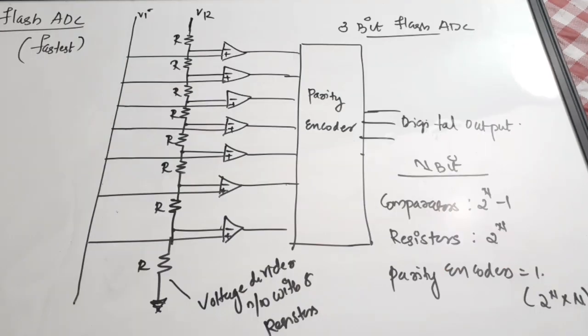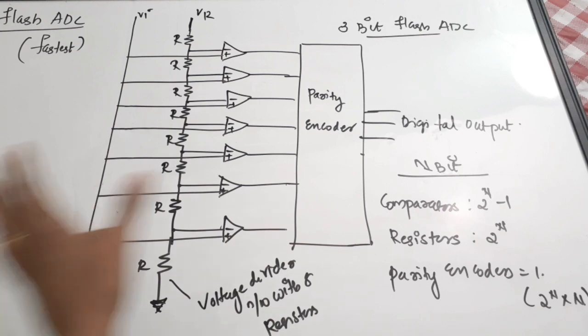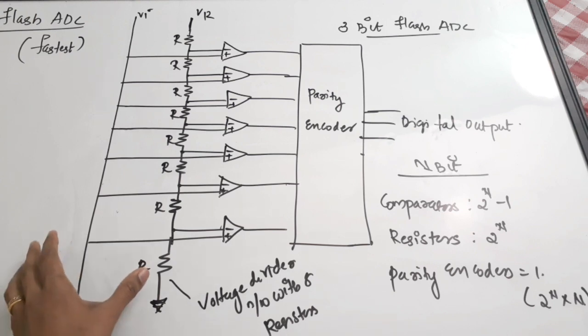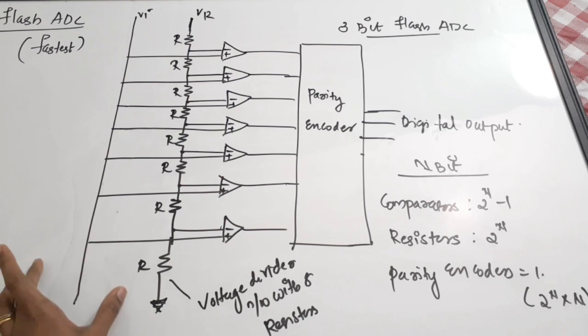The next type of ADC that we are going to see is a flash ADC. Out of these ADCs, the fastest one is the flash ADC. And this is the structure of a 3-bit flash ADC. The 3-bit flash ADC consists of an input voltage, Vi.